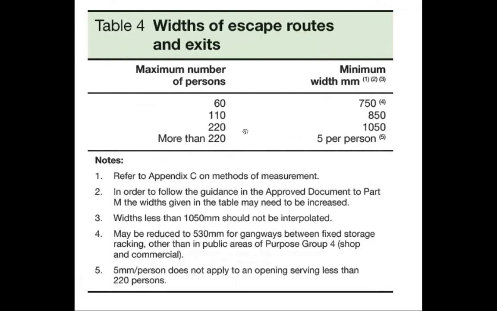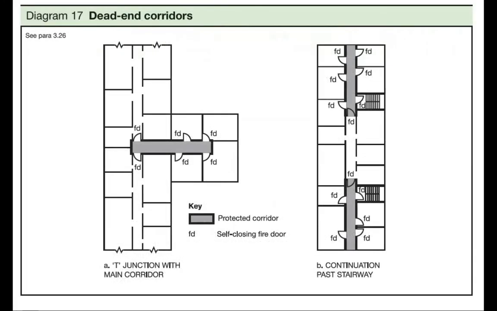But if you've got lots of people in your building, then you multiply the number of people by 5 millimetres. That tells you how wide it needs to be. Probably unlikely for your projects. A little bit more about dead-end corridors: the dead-end corridor does need to be protected from fire. It needs a higher level of protection. Again, for your projects, it's generally not a big deal.